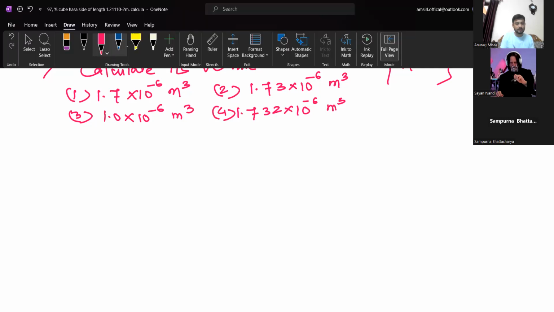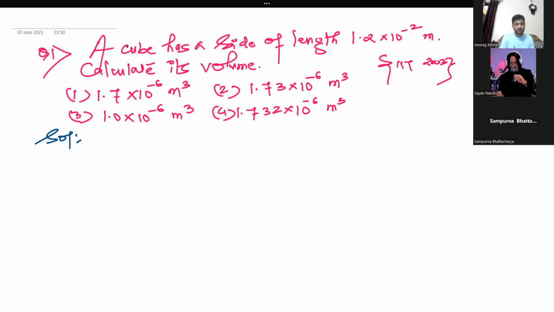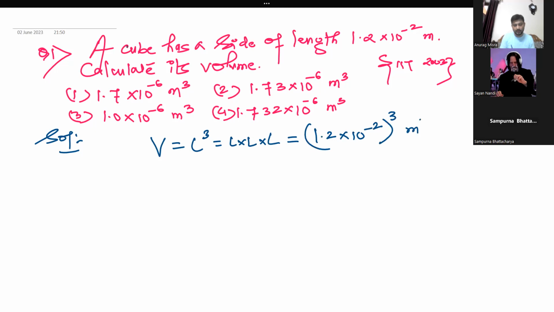कैसे solve करेंगे? Very simple. First, we have to know what is the formula for volume. We know volume means L cube. And L cube means we are multiplying L 3 times. हम लोगों को पता है कि मल्टीप्लिकेशन का रूल क्या है? मल्टीप्लिकेशन का रूल इज कि when we are multiplying two numbers or more than two numbers, we have to retain the minimum number of significant figures.